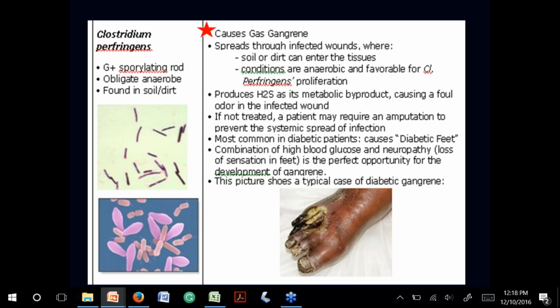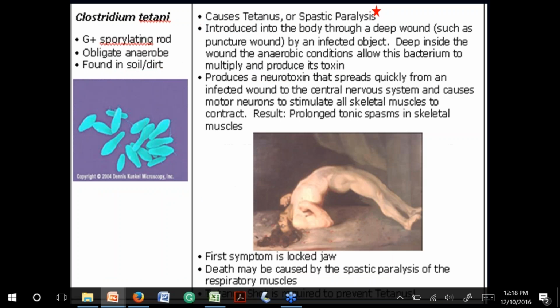All right, so Clostridium perfringens, very important, please, open eyes, open ears. They also sporulate. They are mostly located in diabetic patients, okay? It can cause gas gangrene. That necrosis, the dead tissue, is going to have a black, dark color. Clostridium perfringens.